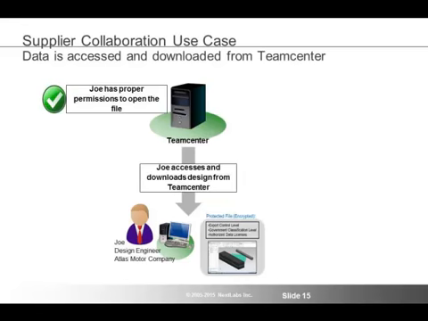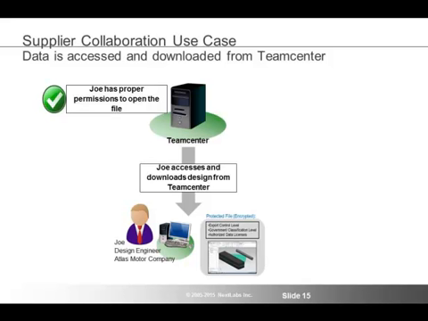So later on, Joe, who works for Atlas Motor Company, a design engineer, an internal person, has proper permissions to open the file. And so he goes into Teamcenter and says, hey, I'm allowed to download this, so I'm going to download that protected file. Okay. And Joe, the design engineer, then says, hey, I want to work on it. I need to do some work. Now, how is he going to do this?